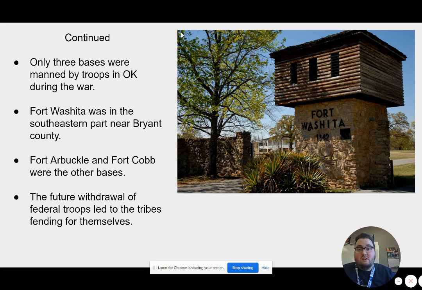And so instead of fighting the Confederates on their own and maybe hoping for the Union forces to join them, they went ahead and, like I mentioned, they sided with the Confederacy. Okay, so this is where Oklahoma eventually becomes a Confederate state or a slave state in a sense.